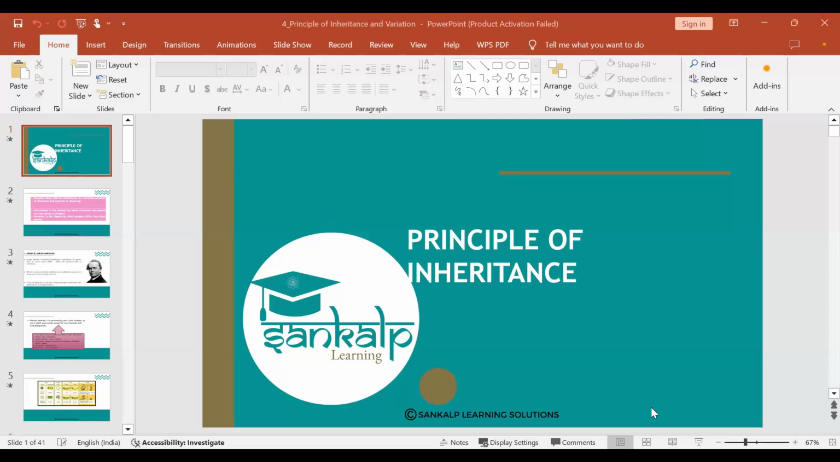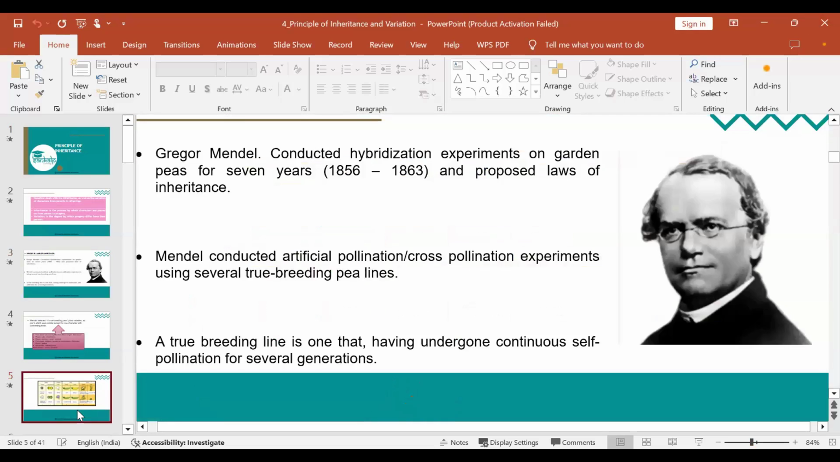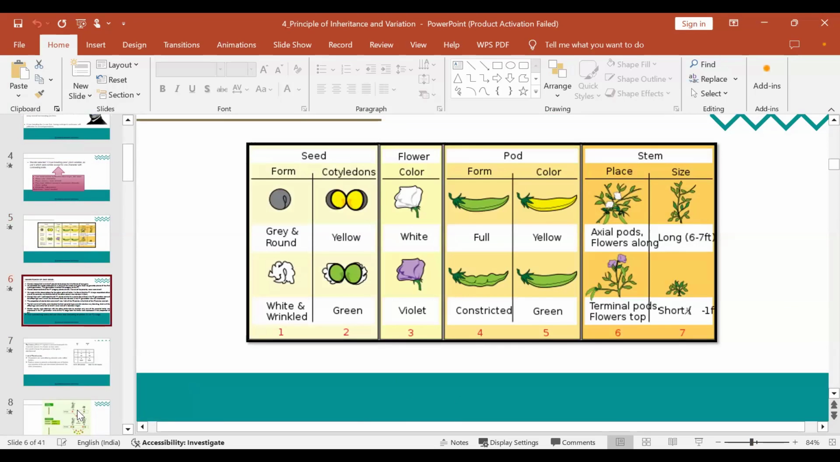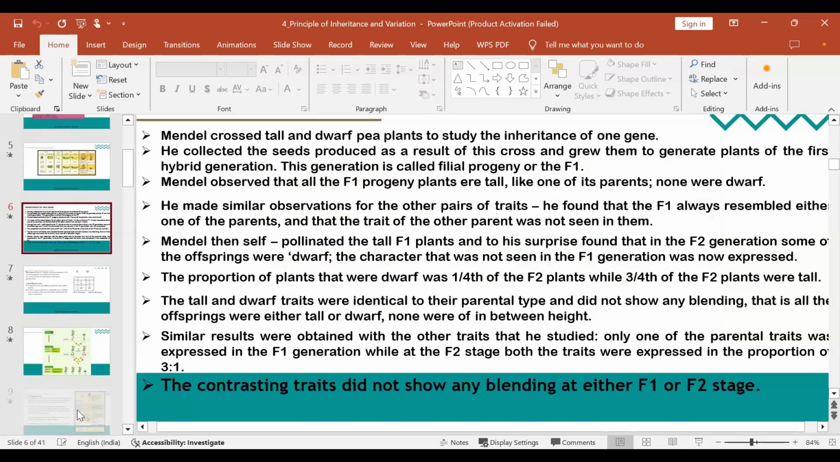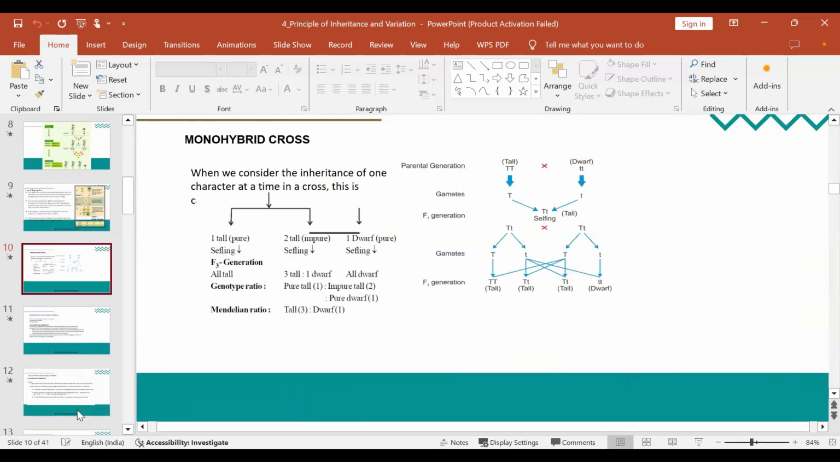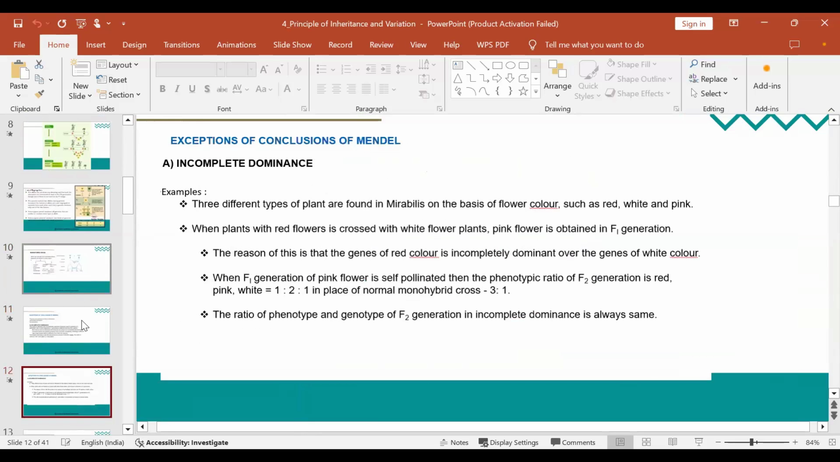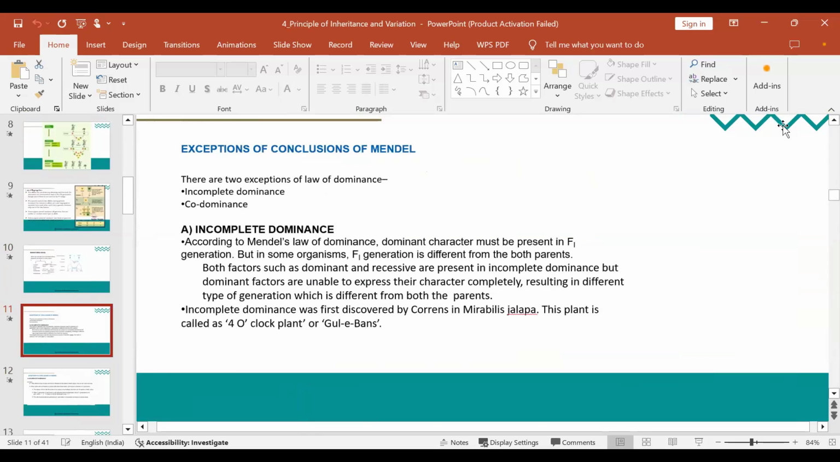So in the last session, we discussed the concept of law of dominance and segregation, inheritance of one gene. So that is monohybrid cross. Then law of segregation, monohybrid cross. So today we are going to discuss exceptions of conclusions of Mendel.